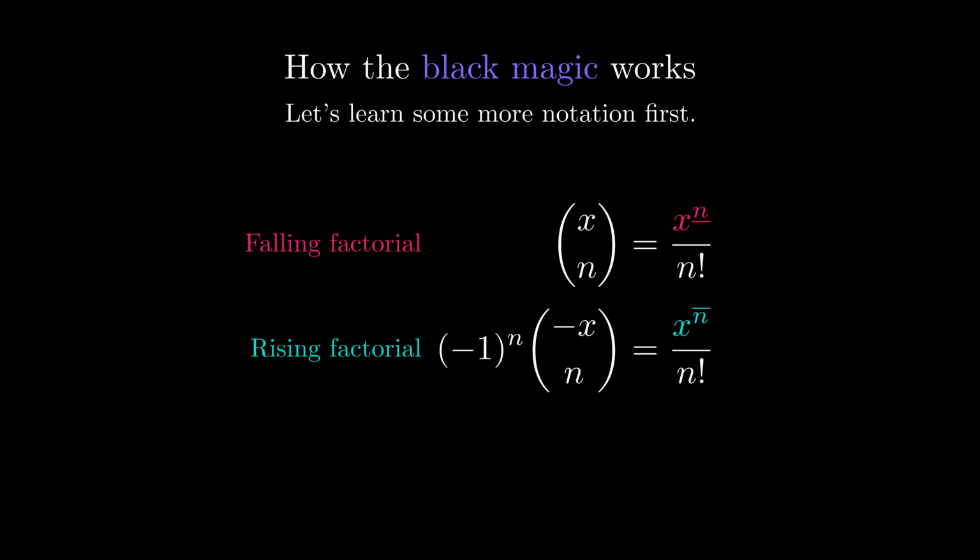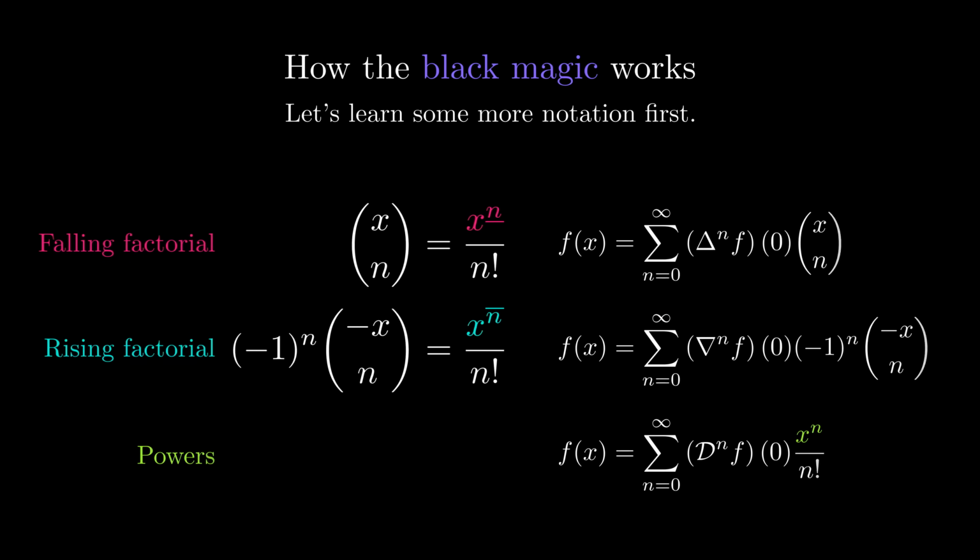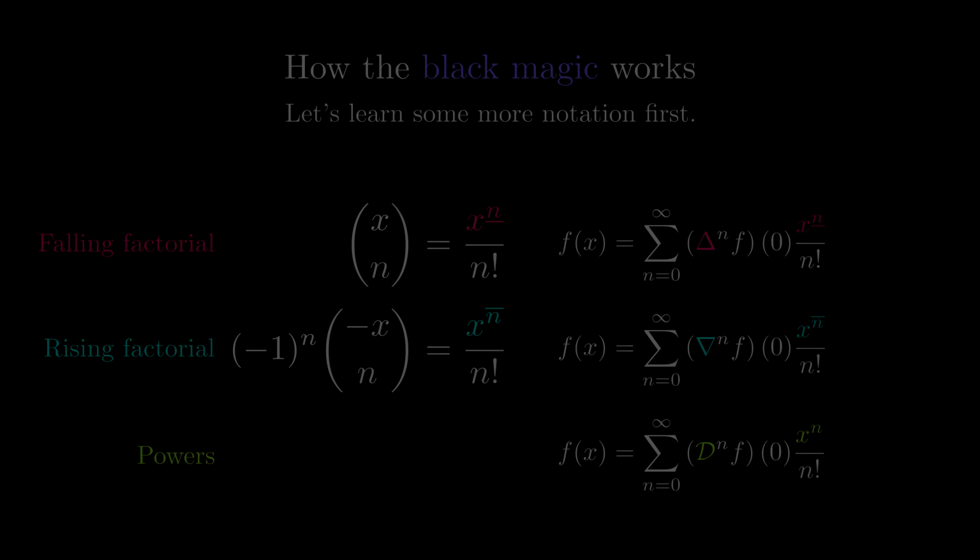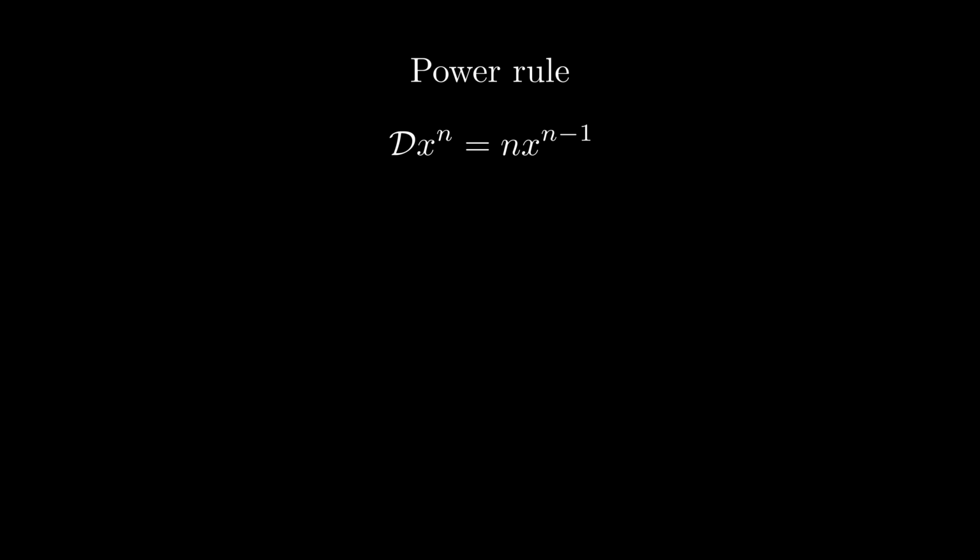To get a more intuitive feel for why we are doing this, let's write our Newton series in terms of these rising and falling factorials instead of combination numbers. You can see how they align even more naturally with the Taylor series by analogy. Recall the power rule for derivatives. If we instead use the forward difference on the falling factorial, we will get a very similar looking rule.